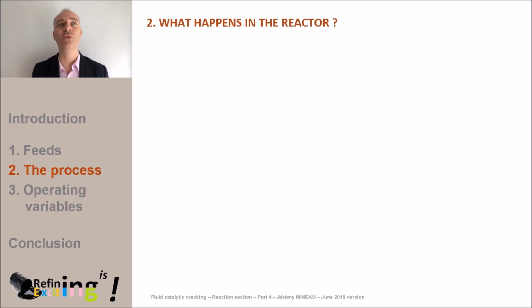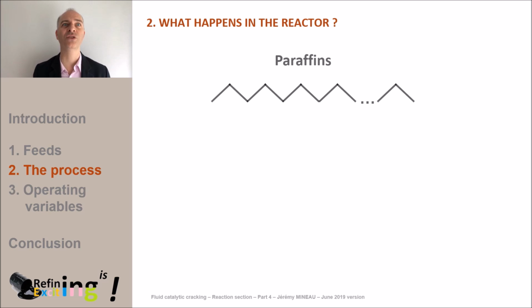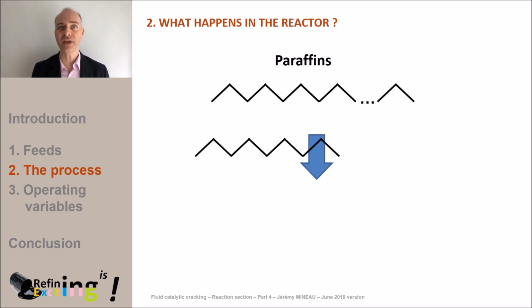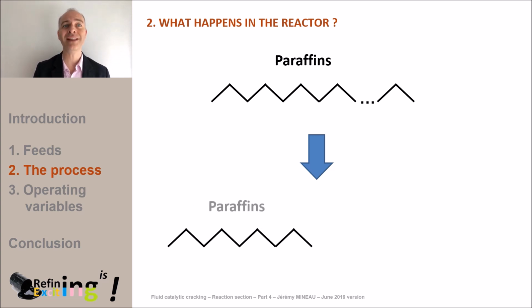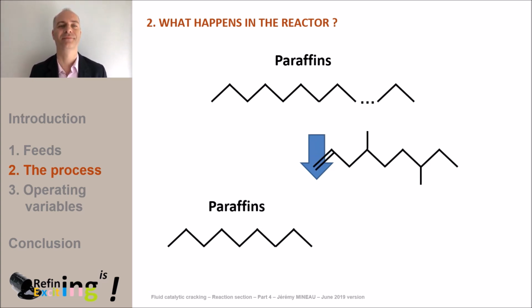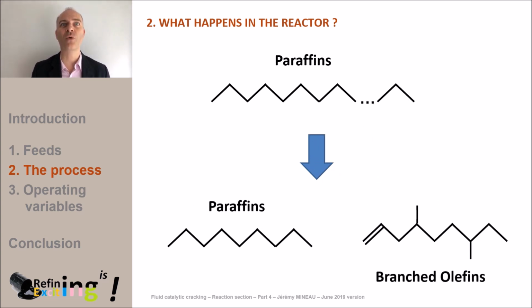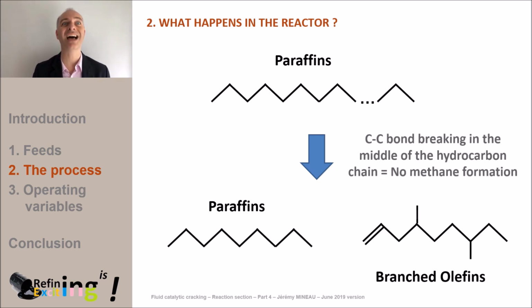Here is a simplified review of the various reactions that take place in the reactor. First of all, long paraffins will tend to crack into two lighter molecules. This results in the formation of a paraffin and a branched olefin. This reaction requires the breaking of a carbon-carbon bond, and the operating conditions as well as the nature of the catalyst promote a break in the middle of the hydrocarbon chain. So we have no formation of methane.